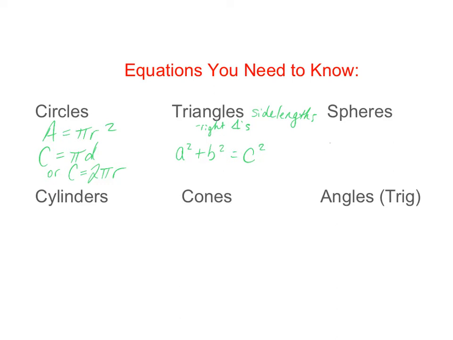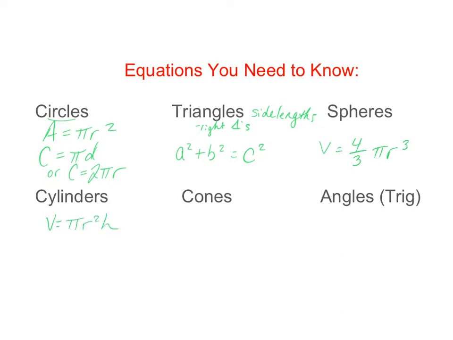For a sphere, we are going to be talking about not area but volume, because we now have a three-dimensional figure. Area and circumference were needed for the circles because it was a two-dimensional figure. Now that we have a three-dimensional figure, we talk about volume. So volume of a sphere is 4/3 pi r cubed. For a cylinder, same thing. We are dealing with volume. That would be pi r squared h.